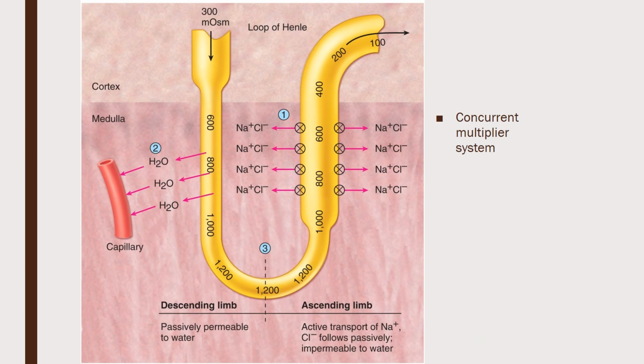So we just covered in the last slide the impermeability differences to those different ions. Okay, so this is termed the countercurrent multiplier system.